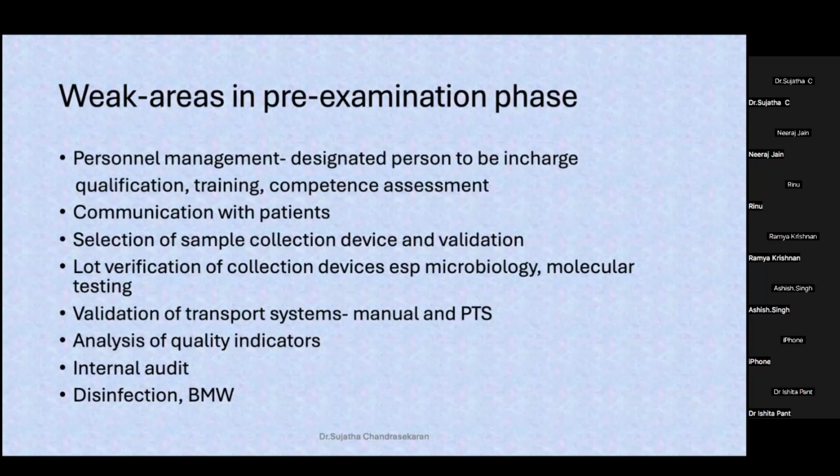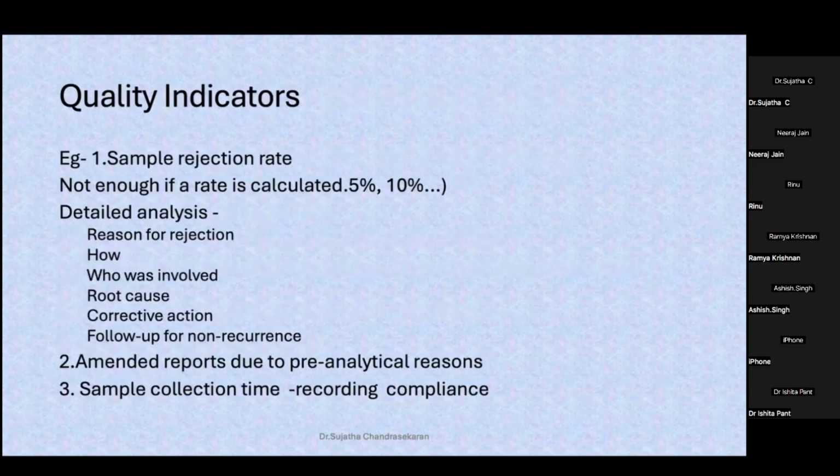I'll just address that next. This is a weak area. Internal audit does not address the pre-examination area in detail. Then in disinfection, especially in home collections, mobile clinics, biomedical waste management, these are the general weak areas, and the lab has to supply SOPs, train, do audits, and make sure that the collection facilities do these activities meticulously. Now, coming to quality indicator, I'll just briefly do that and close.